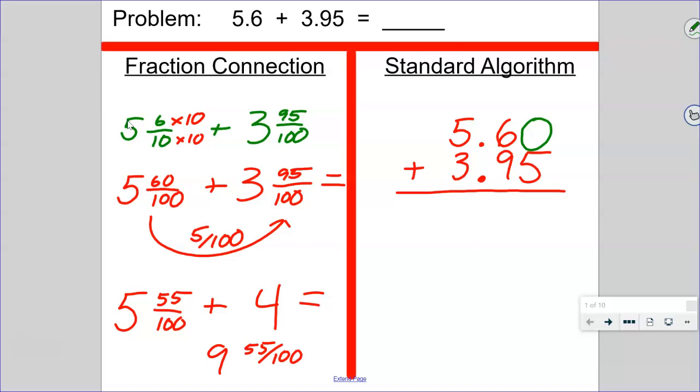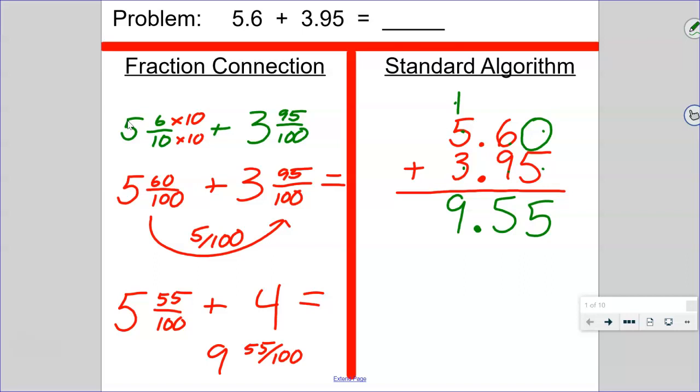So I'm going to start right here in the hundredths place, and I'm going to do 0 plus 5, and that gives me 5. I'm going to go to the tenths. 9 plus 6 gives me 15. So I'm going to carry the 1 and leave the 5. And now 5 plus 3 plus 1 gives me 9. Now the last thing I have to do is bring that decimal point straight down in my answer. And now we have an answer of 9 and 55 hundredths, just like we had when we added them as mixed numbers.